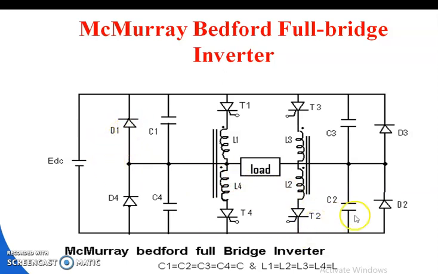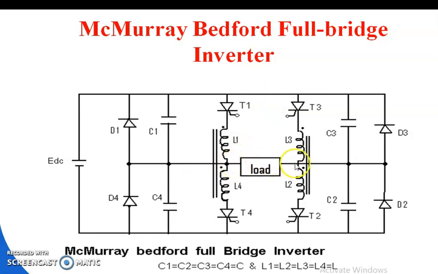Diode D1, diode D2, diode D3 and diode D4 are connected antiparallel with the respective thyristors T1, T2, T3, T4. Besides this, capacitors C1, C2, C3, C4 are also connected across the diodes. These are the commutating components: C1 is responsible for turning off the thyristor T1, C2 for turning off the thyristor T2, C3 for turning off the thyristor T3, and C4 for turning off the thyristor T4.